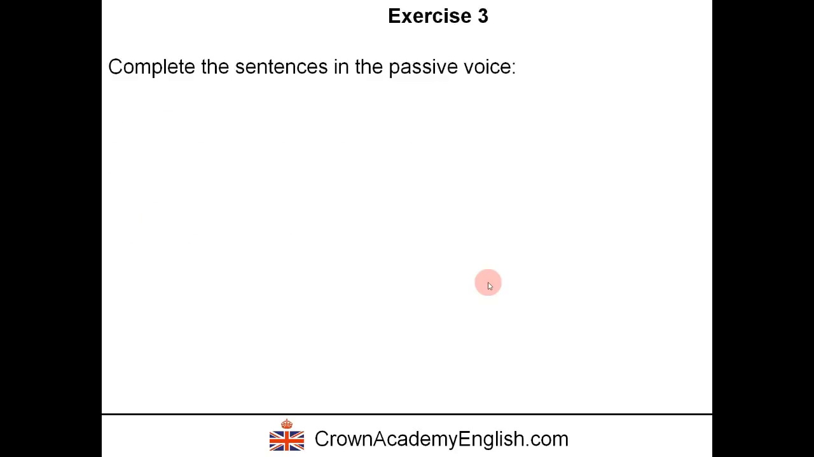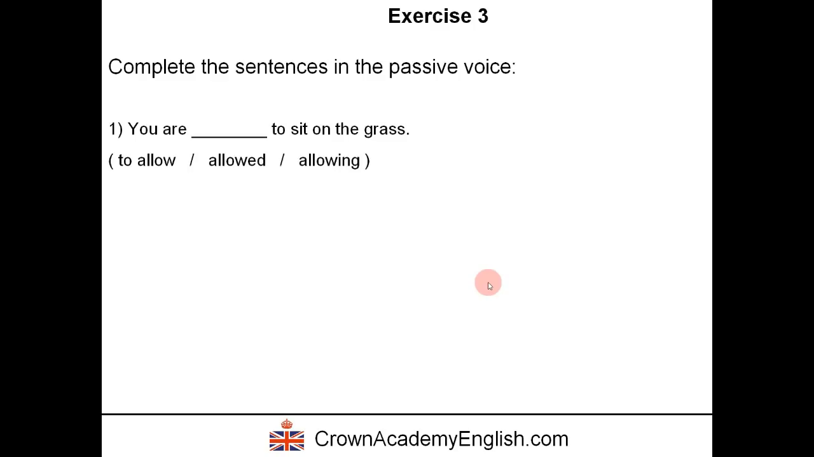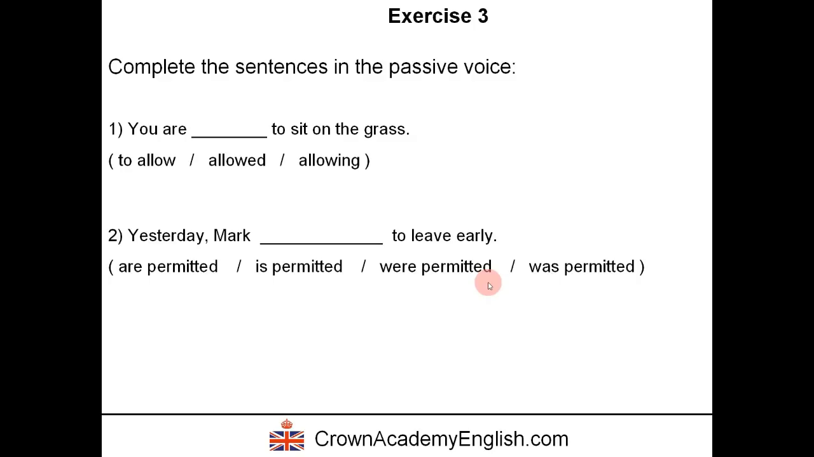Exercise 3. Complete the sentences in the passive voice. So there's number 1 and there's number 2. Okay, so read them very carefully and I'll pause the video if you need time. I'll give you the answers in 5 seconds. Okay, so number 1. The answer is allowed. You are allowed to sit on the grass. So this is the past participle of allow. And number 2.